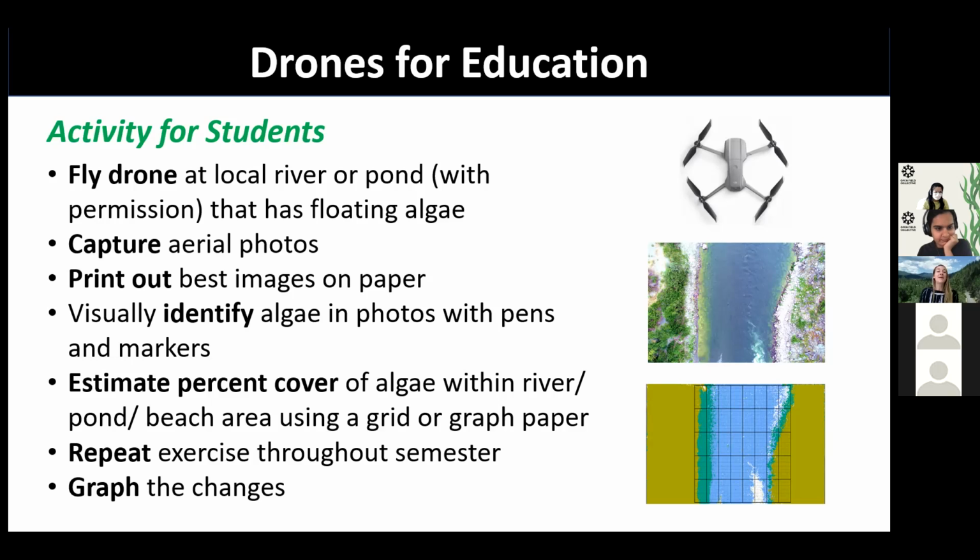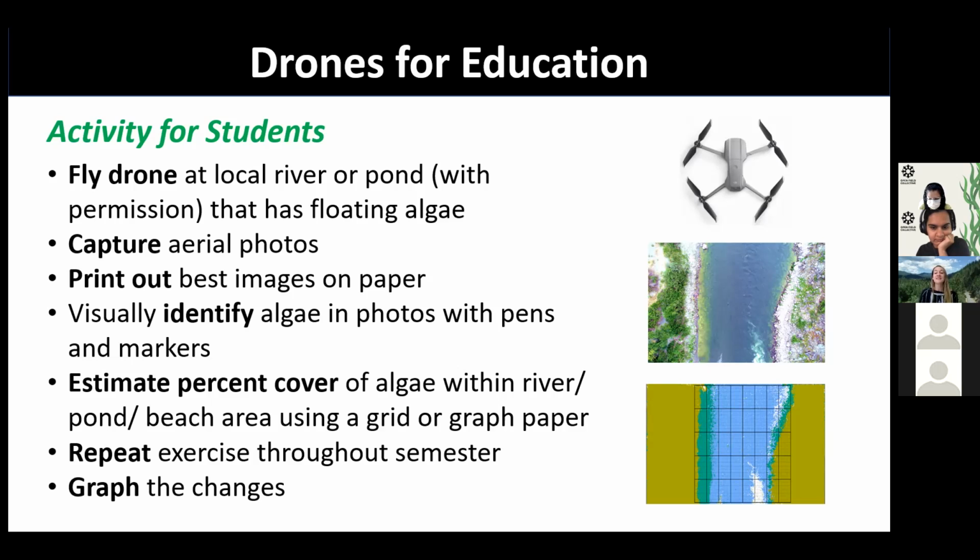Next, you can print out the best photos that you take onto sheets of paper. So imagine that second image on the right is something that I printed out. And then make sure that you're choosing photos that don't have much solar reflection, so you can see the algae pretty well, and that aren't blurry. And then you can have students use colorful markers or pens to highlight areas within these photos that have algae or maybe aquatic plants. And you can estimate the percent cover within this body of water by creating a grid using graph paper, as you see in that bottom image.